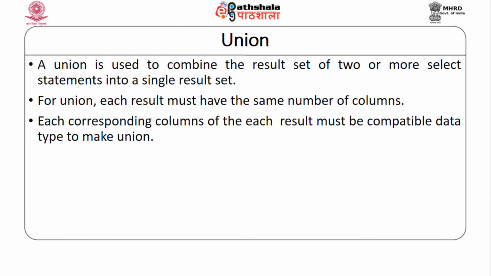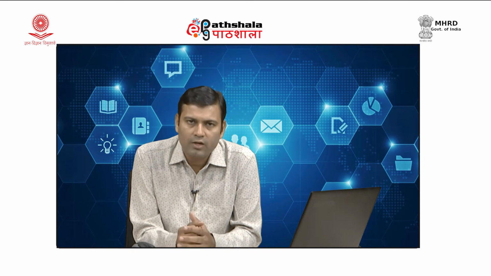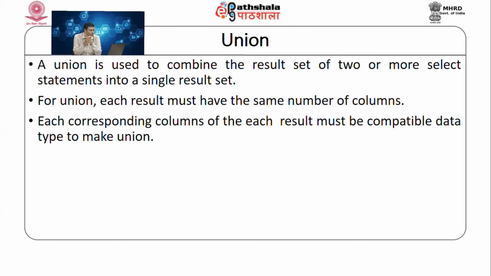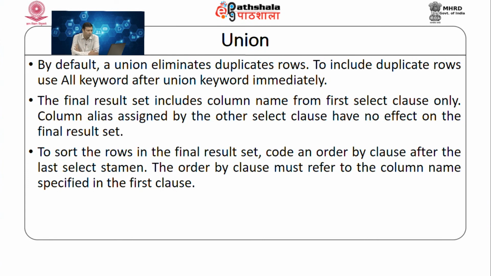The last one is union. We know that in set theory, the union operator is used to union the elements of 2 sets. In a similar way, the result set of one query can be unioned with the result set of another query. So it is used to combine 2 or more result sets. For union, each result set must have the same number of columns, because only then can union perform, and the data types must be compatible for each column. If the first result set has 3 columns, the second must have 3, then only union will work. By default, union eliminates duplicate rows. To include duplicate rows, you can use the ALL keyword after the union keyword.